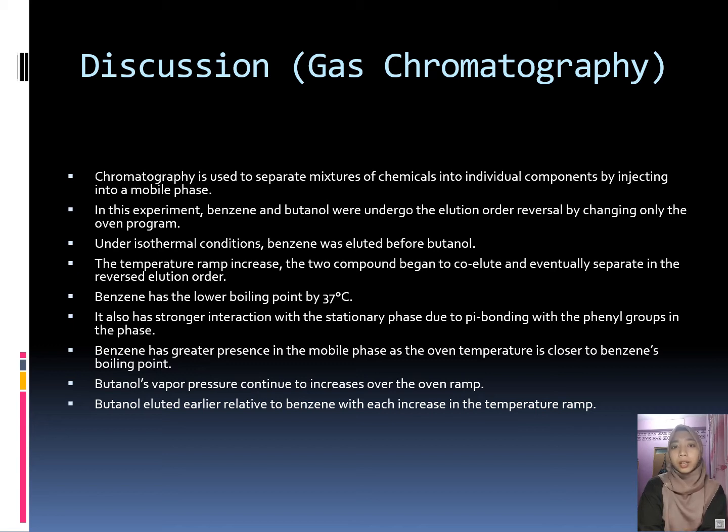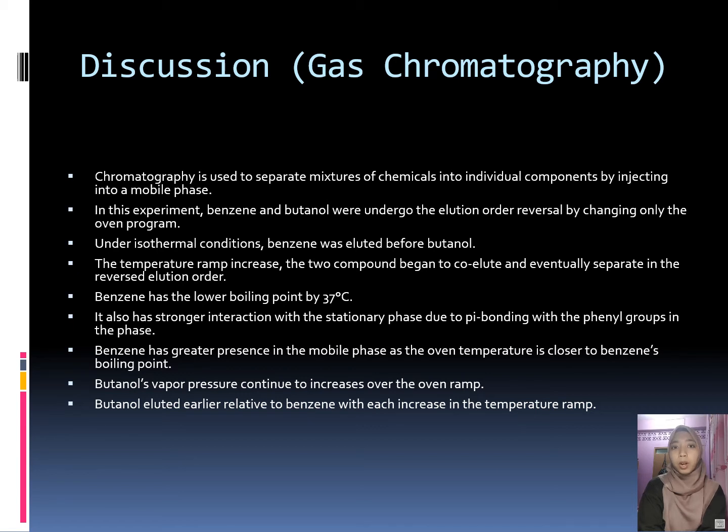The experiment was conducted in order to find out the effect of temperature on compound elution order in gas chromatography. Thus, the oven was prepared for benzene and butanol to undergo the elution order reversal. The oven program was isothermal at 30 degrees Celsius, and the temperature continued to increase until a ramp of 30 degrees Celsius was reached. Under the isothermal condition, benzene was eluted before butanol. But as the temperature continued to increase, the two compounds began to co-elute and the separation process happened there.